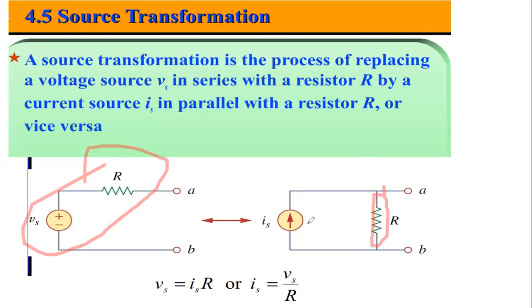Okay, so now you can see in the diagram also, the voltage source is connected to the resistance R, and similarly the current source is connected in parallel with the resistance.